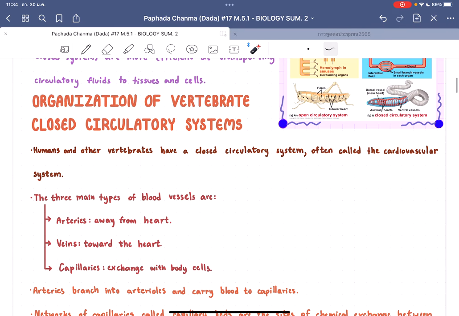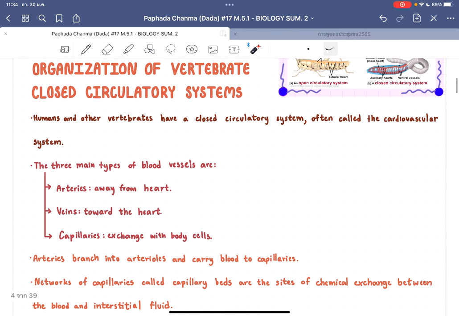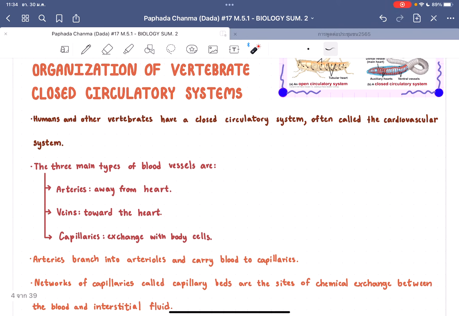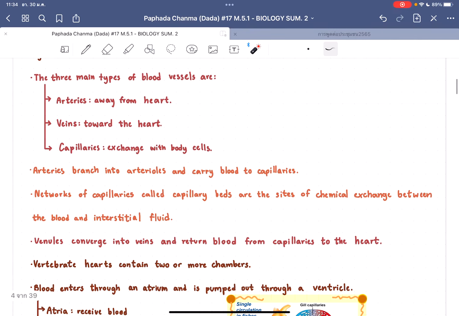Organization of the vertebrate closed circulatory system. Humans and other vertebrates have a closed circulatory system, often called the cardiovascular system. It has 3 main types of blood vessels. The first one is arteries, which carry blood away from the heart. Second, veins, which carry blood toward the heart. And third, capillaries, which exchange materials with body cells.